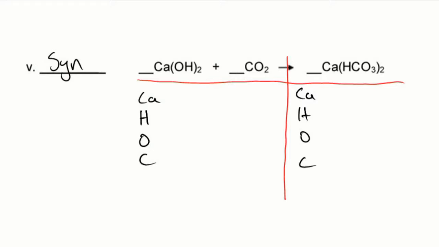All right, so calcium, I'm starting with 1. Hydrogen, I have 2. Oxygen, I have 4. And carbon, I have 1. Now I'm going to do the same thing on the other side. My product side, I have 1 calcium. I have 2 hydrogens. I have 2 carbons. And I have, oh no, there's carbon down at the bottom. 2 carbons, and I have 6 oxygens.